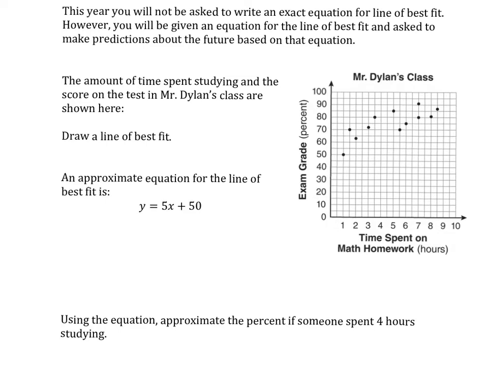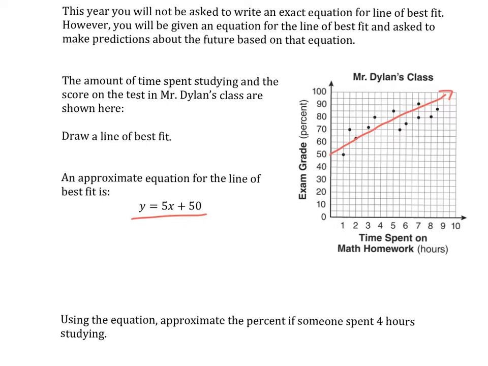We want to first draw in a line of best fit. Let's look at something probably close to this. That looks like a good balance between all of the points, so that would be our line of best fit. An approximate equation for this line of best fit would be y equals 5x plus 50.